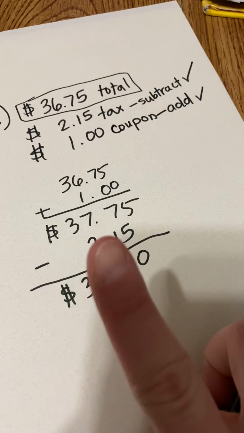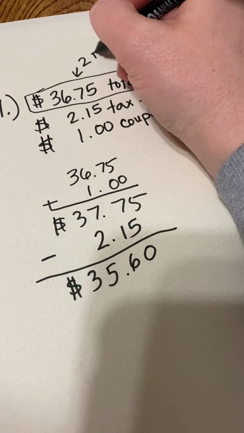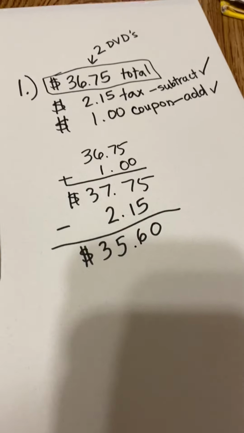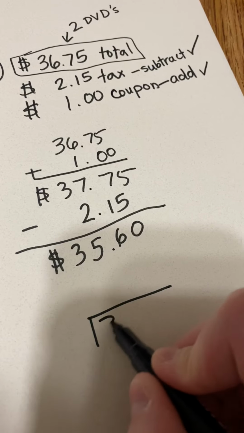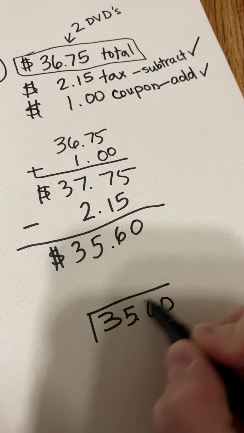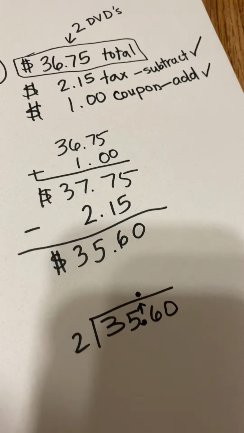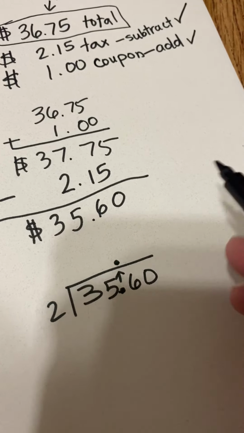Okay, so I dealt with the extra stuff, but now I need to find out the total of one DVD, because this is for 2 DVDs. Okay, so what many of you have done already, you just take the total here, and we divide 35.60 and divide it by 2. So I'm going to bring up my, now remember, that's a whole number. I don't have to move any decimals, so I just leave it where it's at.